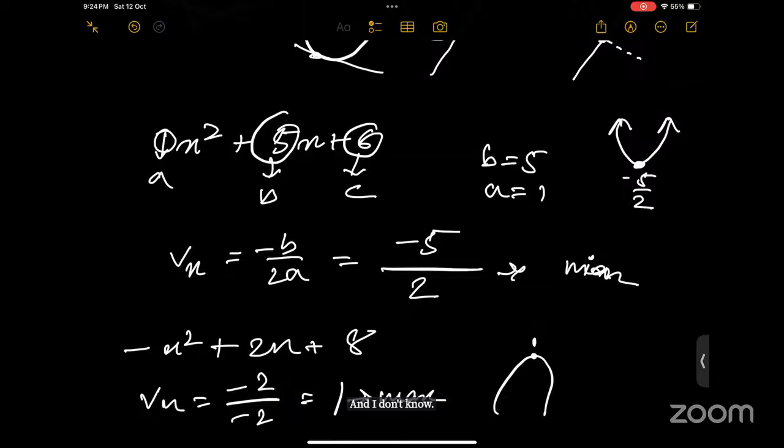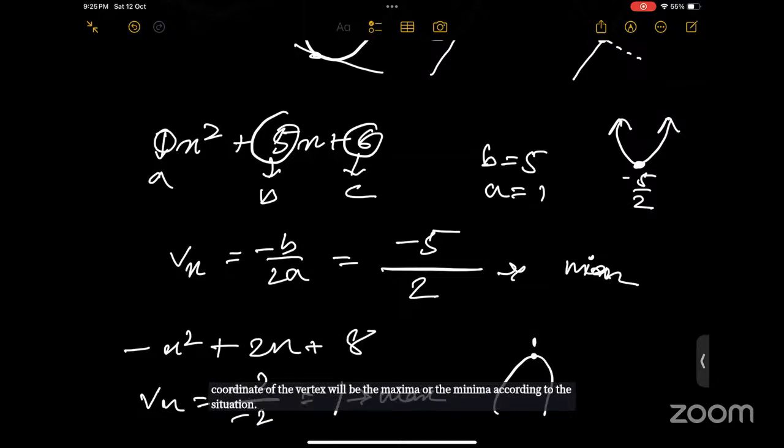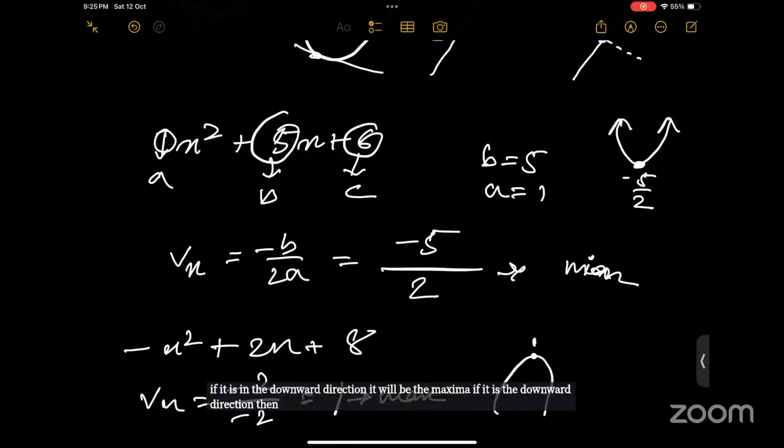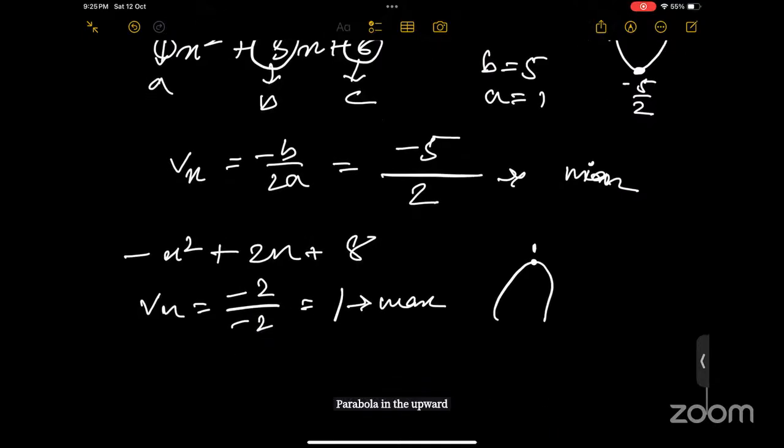Simply, you have to just calculate the x coordinate of the vertex. The x coordinate of the vertex will be the maxima or the minima according to the situation. If the parabola is in the upward direction, then it will be the minima. If it is in the downward direction, it will be the maxima, and the minima will not exist. Only the maxima will exist, and the maxima will be the vertex. Same for the parabola in the upward direction.